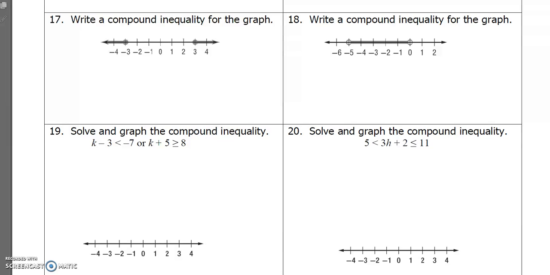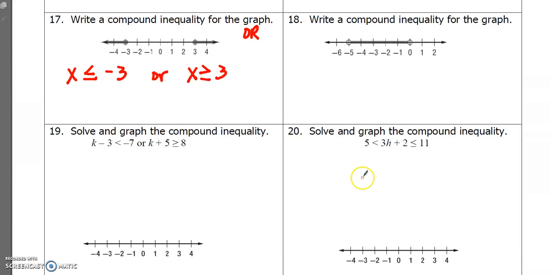Okay, number 17 says write a compound inequality for the graph. Because it is not shaded in the middle, this is going to be an OR problem. So we just have to write two inequalities. This first one is going this direction, so that's a less than. This is a filled in circle, so that would be an equal to. And the number is going to be negative 3. Or we have x, and this is a positive 3. It's shaded to the right, so it's greater than. It's a filled in circle, so it is an equal to.